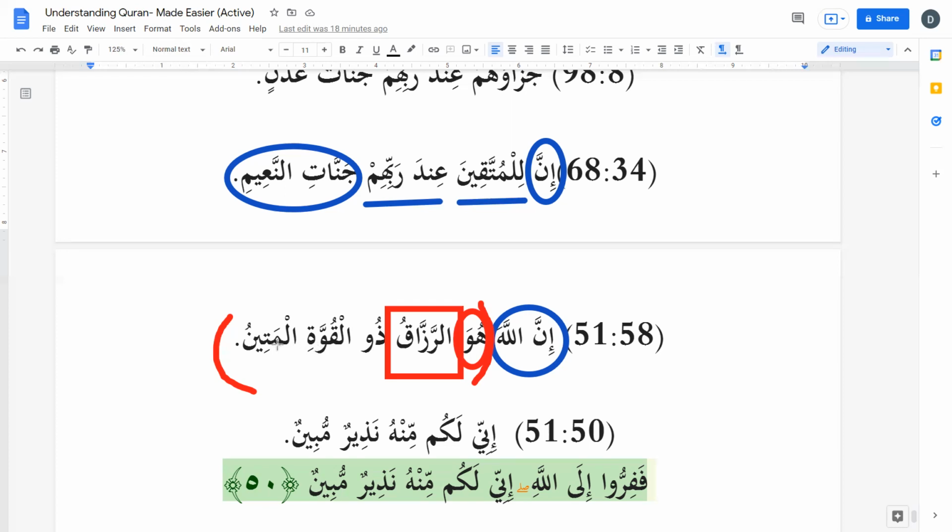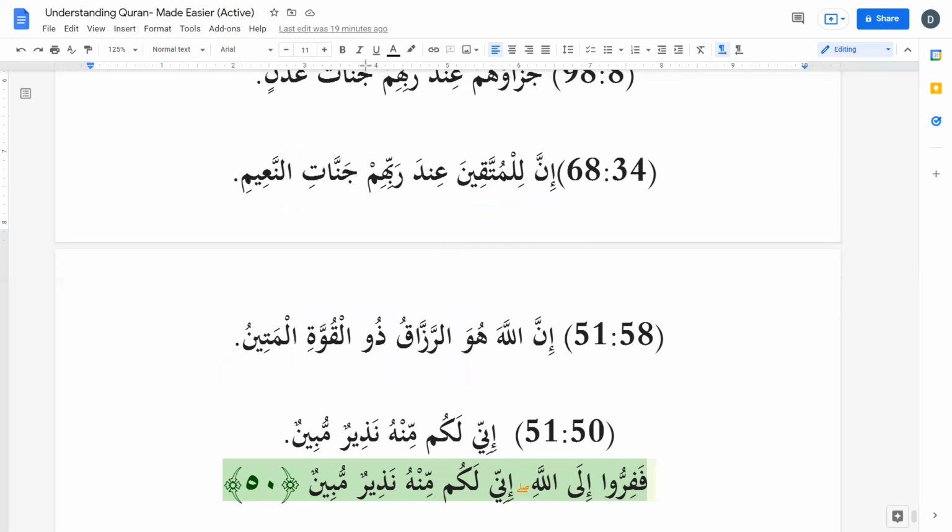Then this al matinu is again zul quwwati is khabar, and then al matinu another khabar. Okay, so we have 3 khabar over here for huwa, which is a smaller Jumlah Ismiyah, and this whole Jumlah Ismiyah is coming as the khabar of inna Allah. Okay, so inna Allah huwa razzaqu zul quwwatil mateen. Okay, now let me clear all the writings and go down.